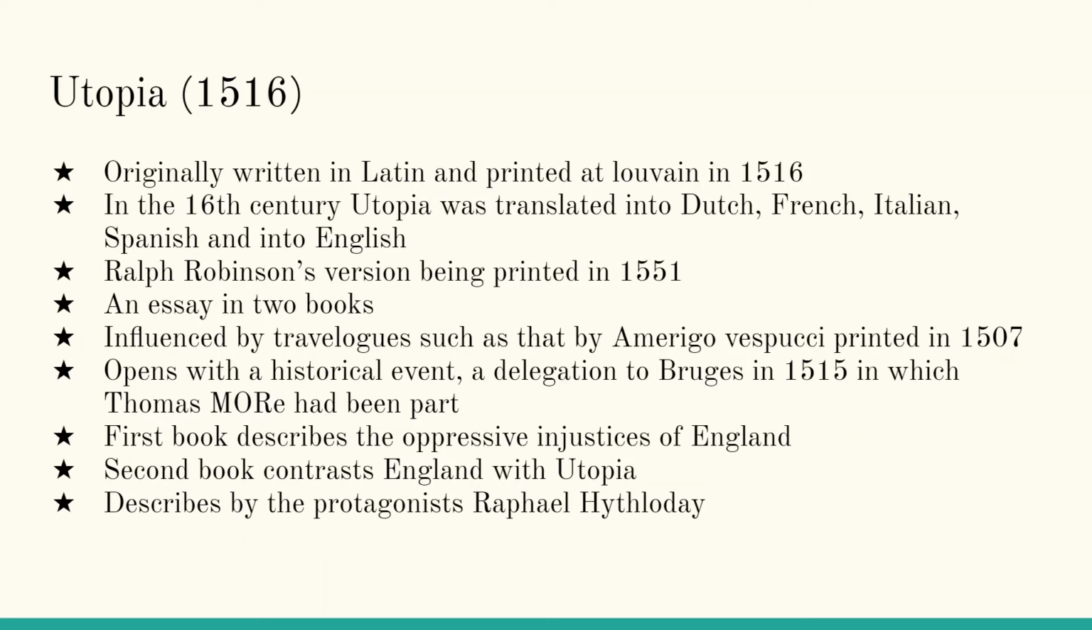The second book contrasts. It differentiates England with Utopia, how England is and how Utopia was. So he was contrasting these two countries. He describes these contrasting things through the protagonist, Raphael Hythloday. Raphael Hythloday is the protagonist of Utopia, and he describes how England is and how Utopia is, differentiating between these two countries.